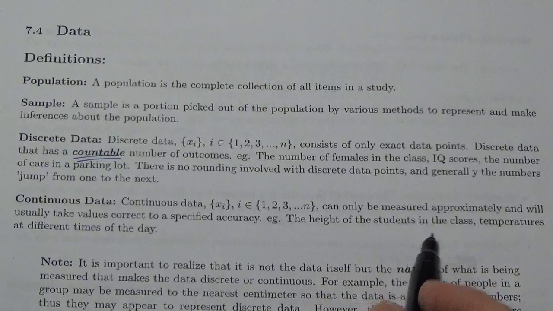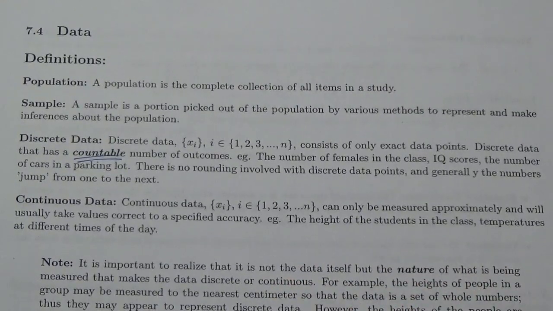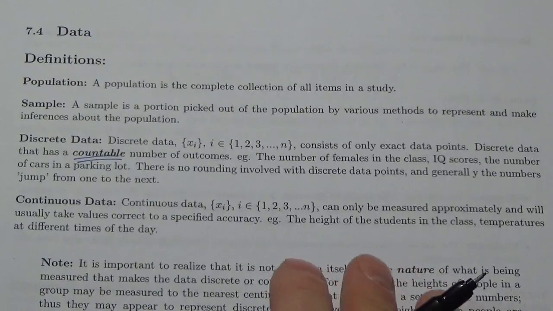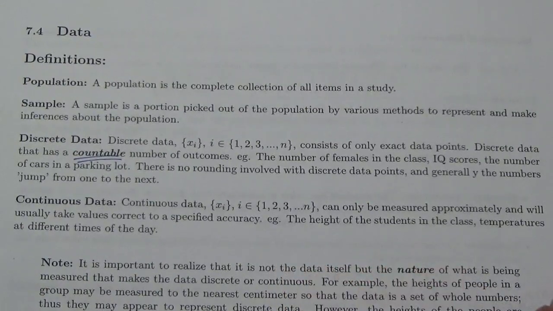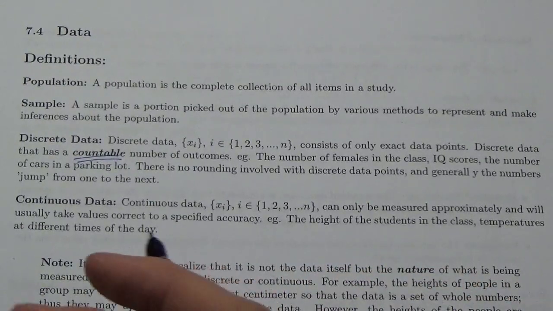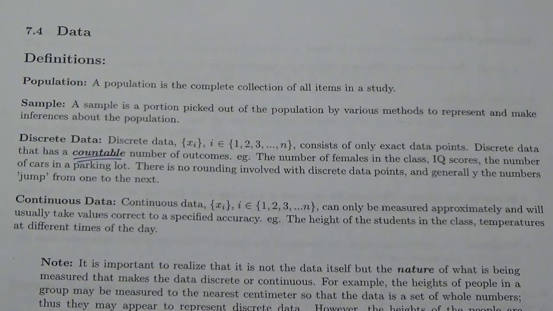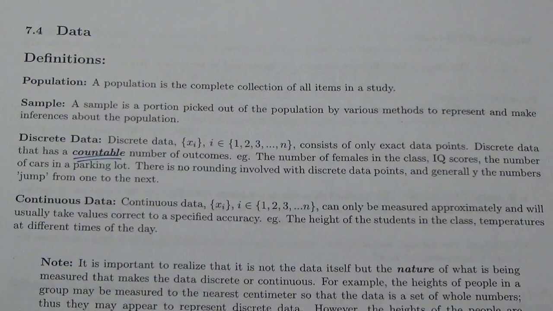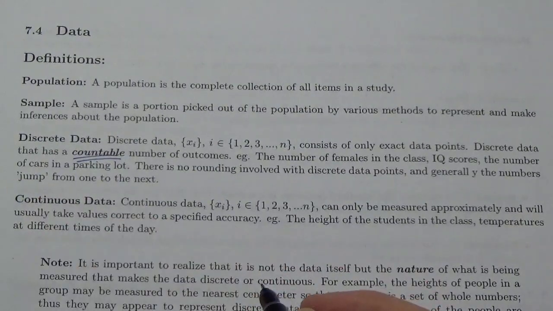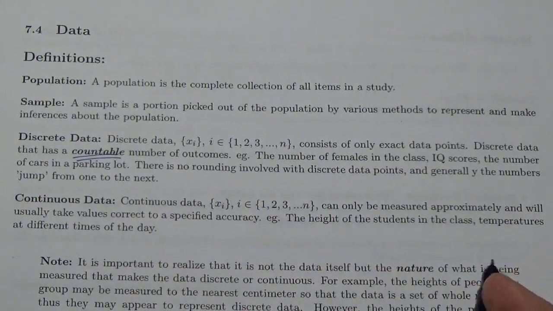So, for example, the heights of students in a classroom. From the time that you are born to the height you are now, you grow through every possible height, every value imaginable. Anyway, so that's continuous data versus discrete data, and I know we've talked about that before.